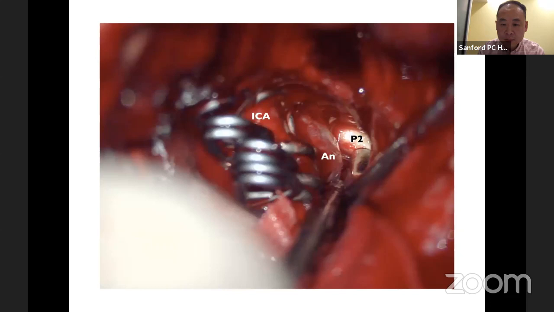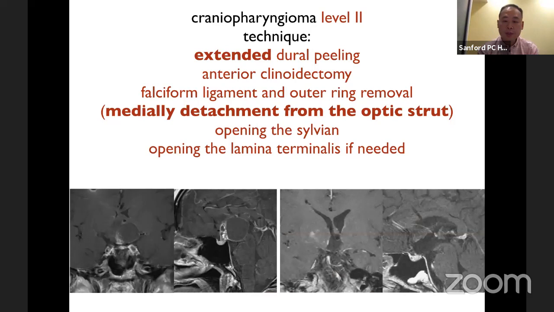And also, if you are familiar with all these techniques, then you can treat some pathology like a craniopharyngioma. The technique is almost the same. Extended dura peeling until clinoidectomy and remove the periclinoid outer ring to release the optic nerve and carotid artery. Because as you know, all these pathologies push the optic nerve and carotid. So you have to remove all these dural structures to widen the windows and to lessen the damage to all these important structures.